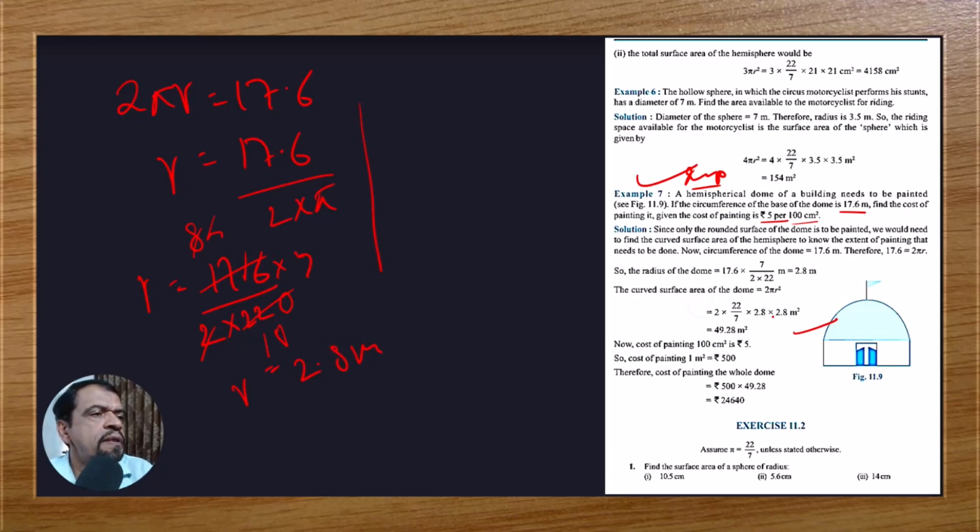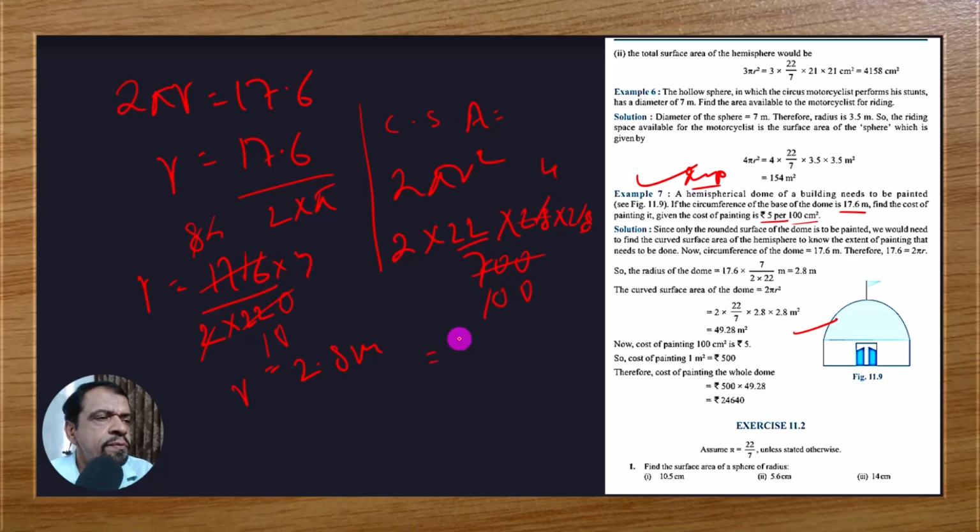Now this is a hemispherical dome, so the curved surface area will be 2 pi r square. 2 into 22 by 7 into radius 2.8 square. Decimal, so it is 0. Now 7 and this 7 cancel. Finally it is coming 49.28 meters square. Now we have to find out the cost.